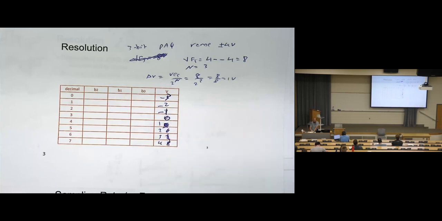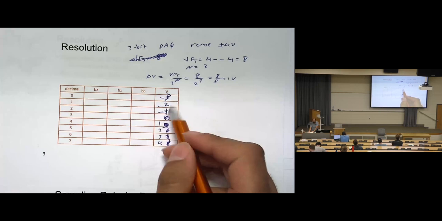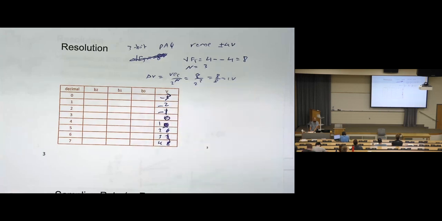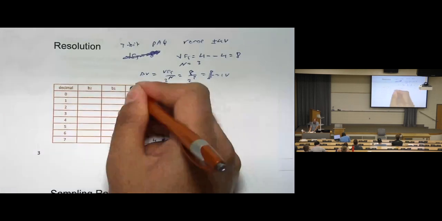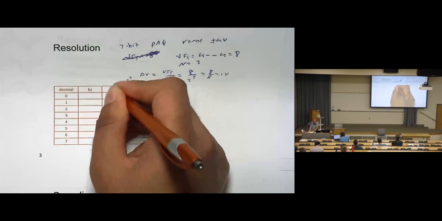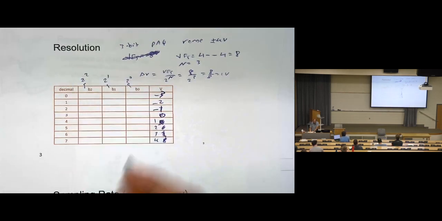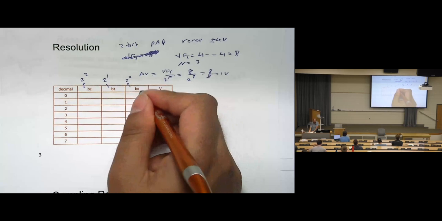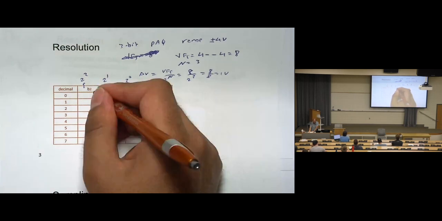How can the computer understand or translate this? It can read these values, but how will this be translated to computer language? Since we have 3 bits, bit 0 is weighted 2 power 0, bit 1 is weighted 2 power 1, and bit 2 is weighted 2 power 2. So for negative 3, you might remember the truth table.